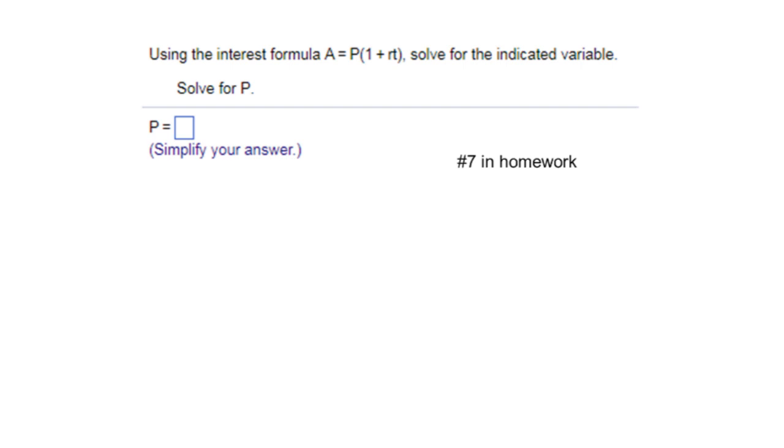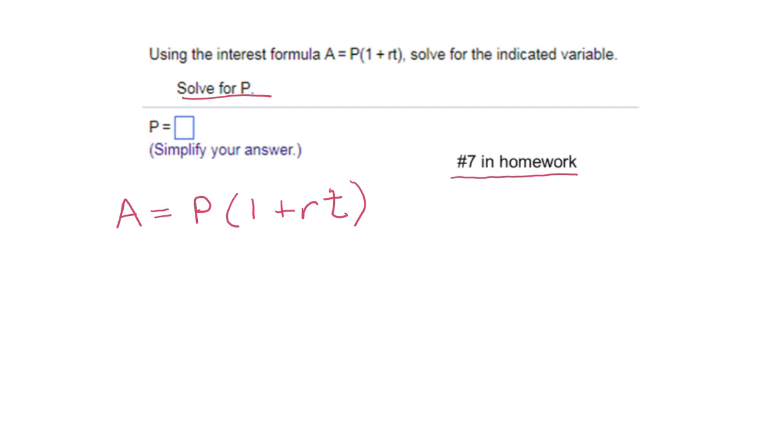Using the interest formula, A is equal to P times 1 plus RT, solve for the indicated variable, and it's asking us to solve for P. And this is actually problem number 7 in our homework. So taking the original formula for future value, remember this is using simple interest, what you need to do is solve for P, and they're asking you to get P all by itself.